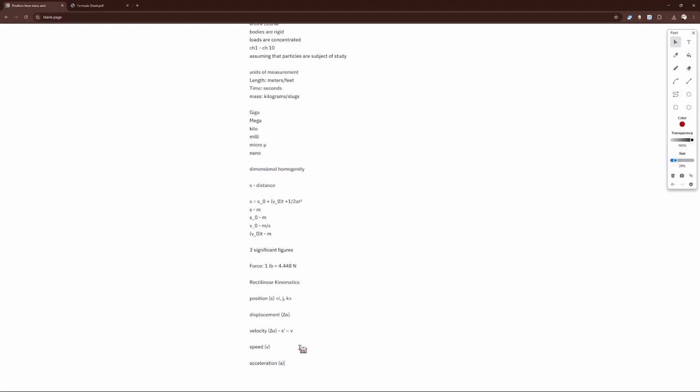And then we have acceleration, which we denote with A. This is in meters per second squared. This is the change in velocity with respect to time.